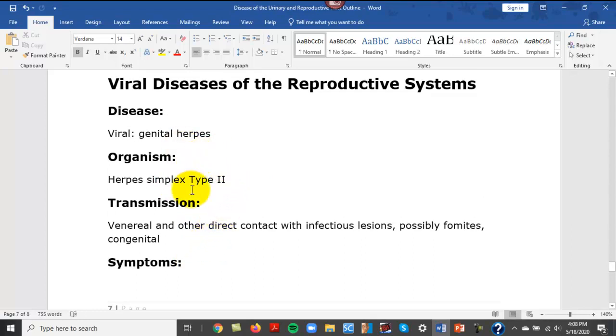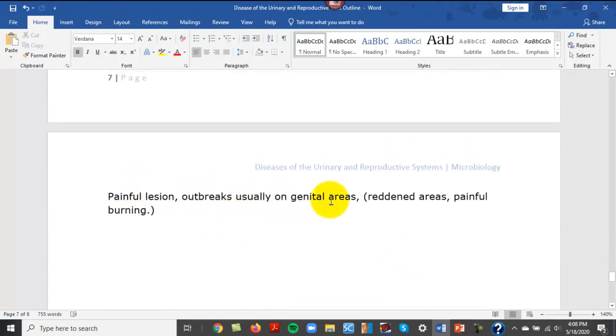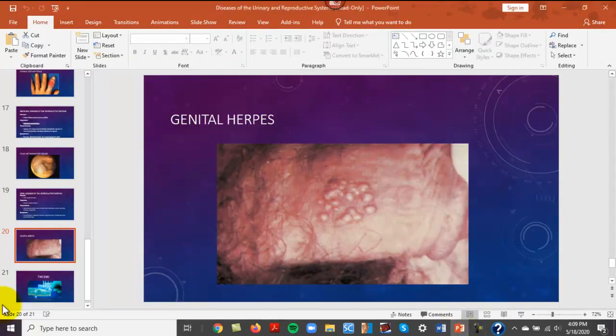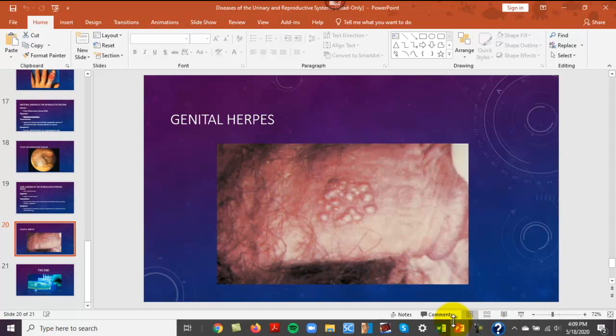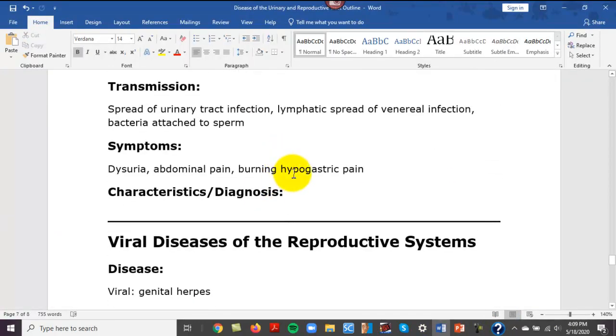Basically when a person gets this, it goes away, and then it comes back, maybe once a month, and stays for a few days. A person is only infectious when they're having an outbreak of lesions. Possible transmission through fomites, and congenital. Painful lesions, outbreaks usually in the genital areas, red areas, and painful burning. All right, I hope these help. That was a real short tour of the reproductive organs and the UTI infections.